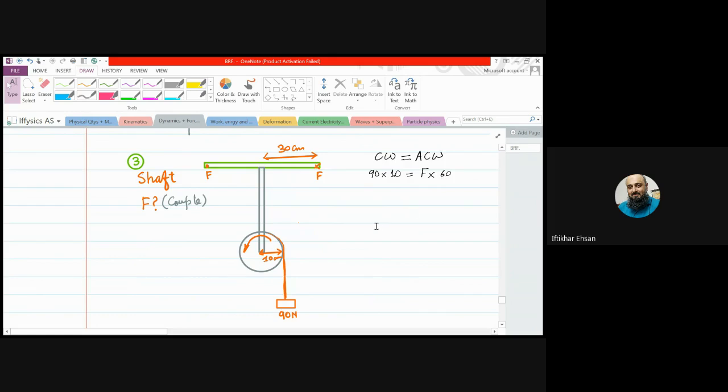So the only point here which we need to remember, whenever we are having a couple, we take the distance between the forces, and that will be 60 here. Do you understand this?